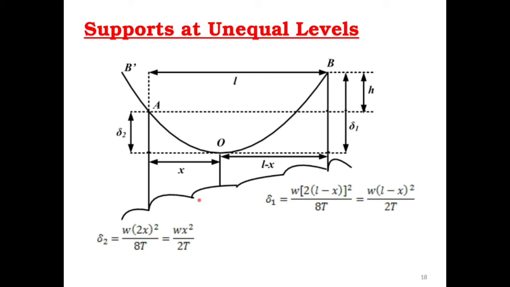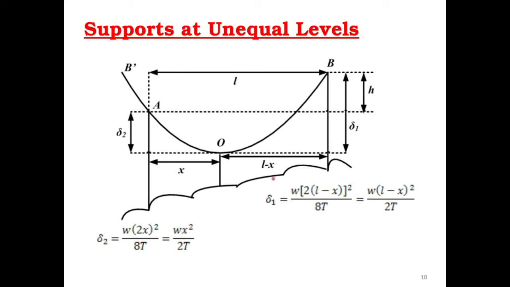They are different. But if the land was plain, the towers are of equal height, then these delta 1 and delta 2 could be the same. That is why what we got in the parabolic method, delta, will be the same on either side of the lowest point of the conductor. We did not need to worry about what will happen on either side. It will be the same.